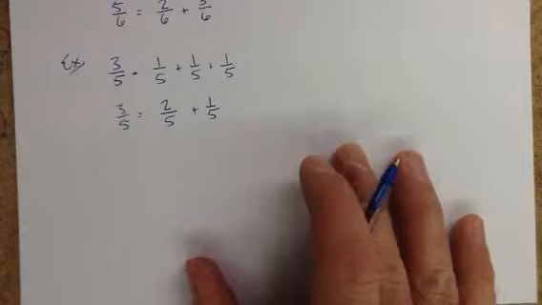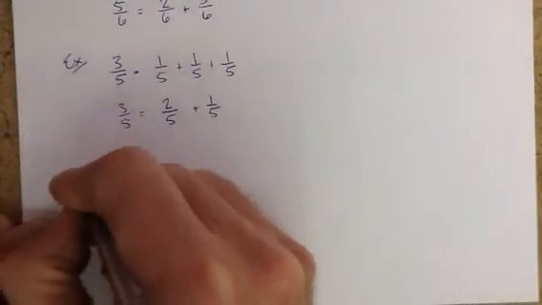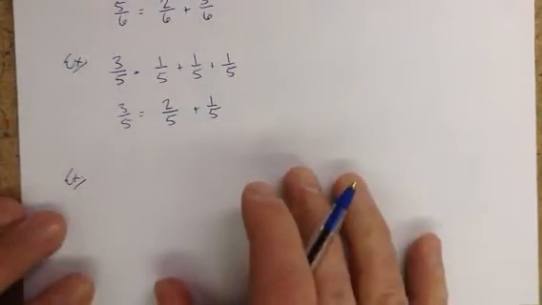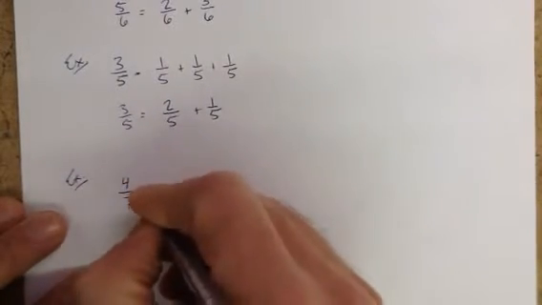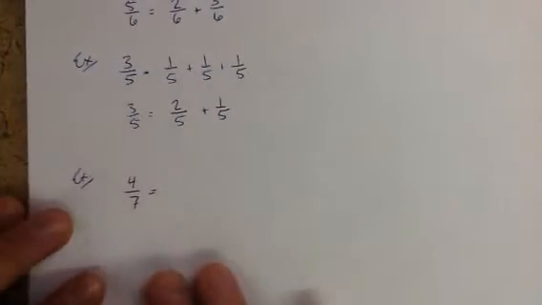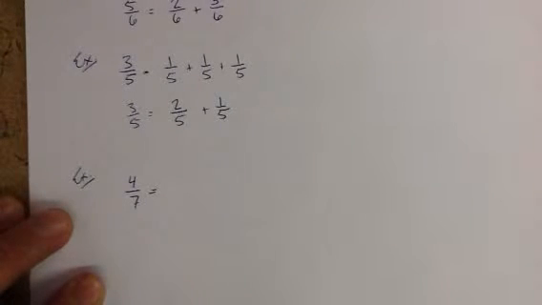Let's do one more example. Let's do the example of 4/7. Okay? So go ahead and pause the video now. I want you to work out at least 3 ways you could break down 4/7.